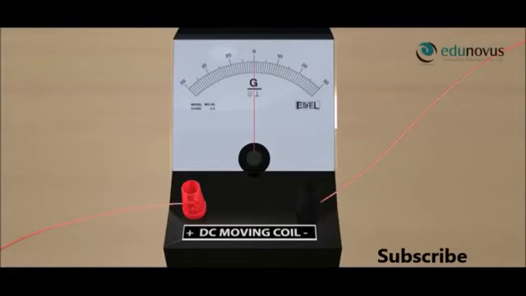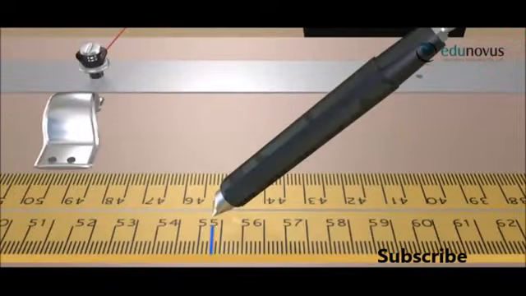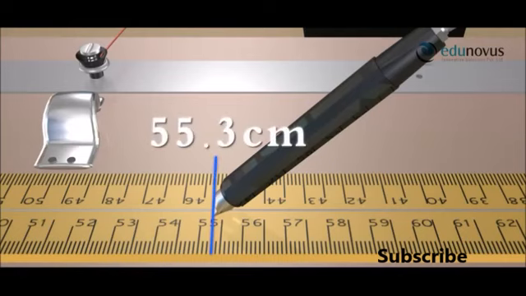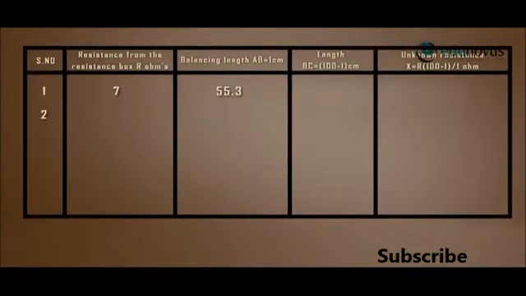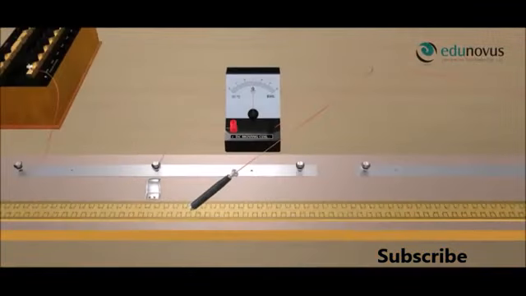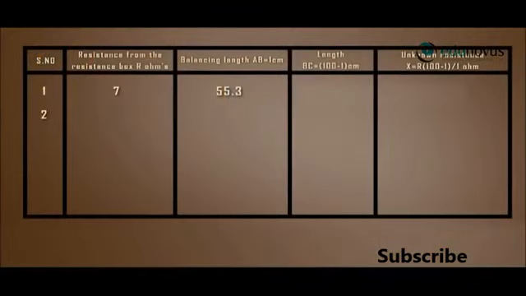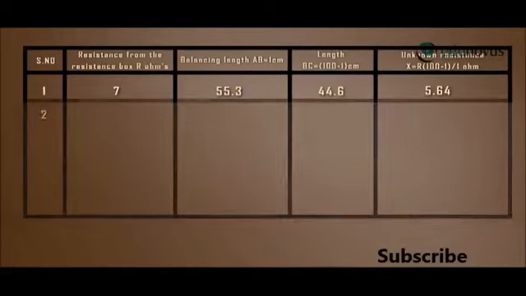As you can see, the galvanometer shows null deflection. So, let us measure the length of the wire. It is 55.3 centimeters. Tabulate this value as the balancing length AB equal to L centimeters. Therefore, calculate the length BC, that is 100 minus L, which is 44.6 centimeters. Unknown resistance X is calculated using the values of AB, BC and R.